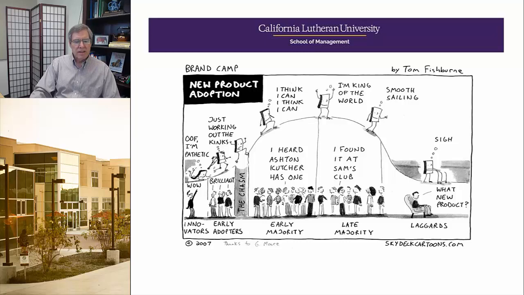This model here gives you a better concept of who your customers are. The innovators are, wow, this is a really great product, it's terrific. The early adopters are saying, this is a brilliant product, we can see that other people like this, who are the same as us, we want to buy that. The early majority are saying, I heard Ashton Kutcher had one. The late majority said, I found one at Sam's Club or Best Buy, it was discounted. And finally, the laggards are saying, what new product? I don't need a new product.